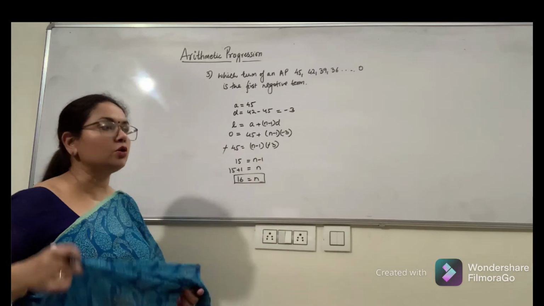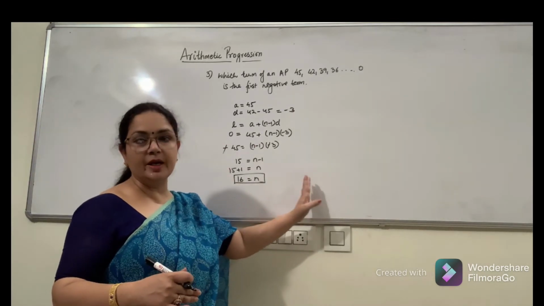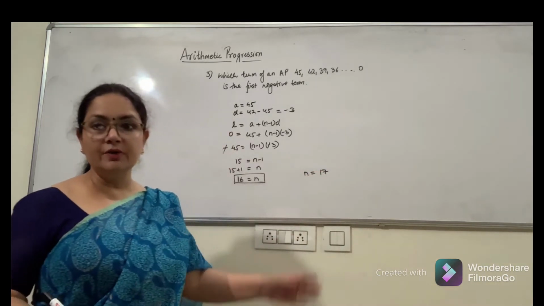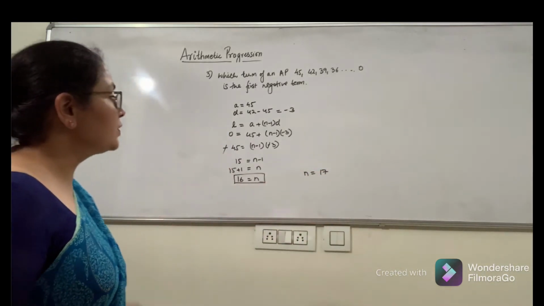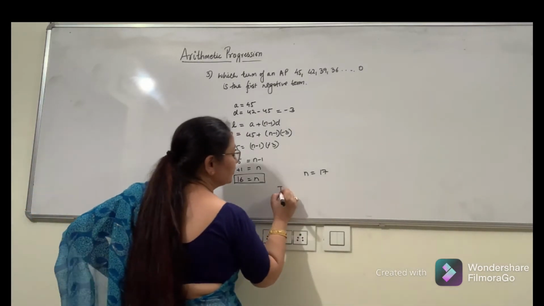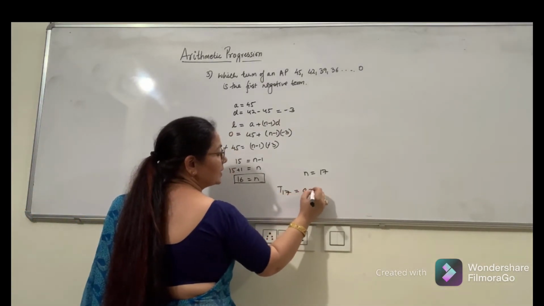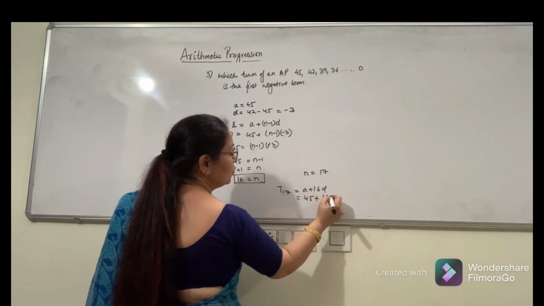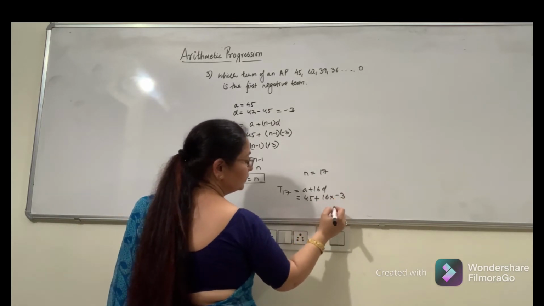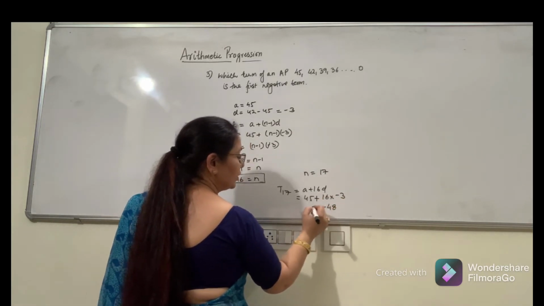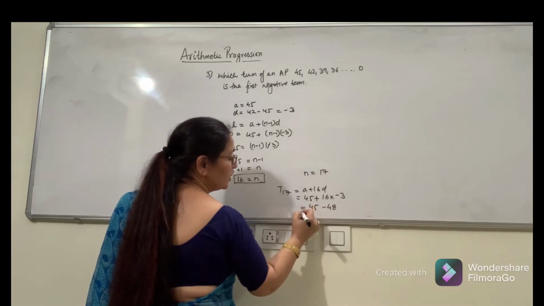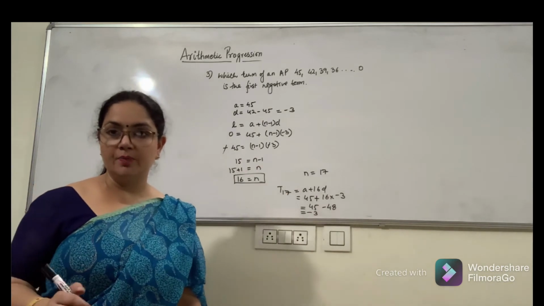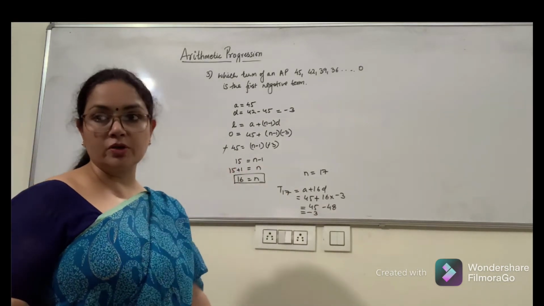When the 16th term is 0, obviously the very next term will be negative. So my answer will be n is equal to 17. The 17th term of this AP will be negative. Let us find out the 17th term. T17 will be A plus 16D. A is 45 and 16D is 16 into minus 3, that is minus 48. So 45 minus 48, T17 will be minus 3. I hope you understand. Pause the video to note it down.